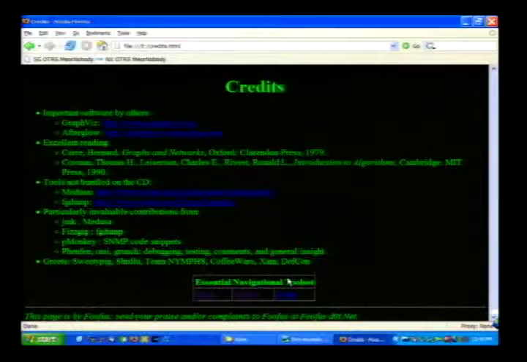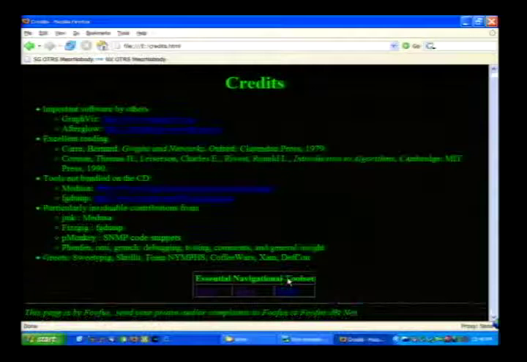So, some credits. I use GraphViz. I worship Afterglow. Here are two books that I would strongly recommend. The Graphs and Networks book is all you need to know about graph theory. The Algorithms book is a way of traversing those graphs. There's lots of good stuff in there. There are some tools that are not bundled on the CD: OWNR, Medusa, FGDump. Those are available from foofus.net.